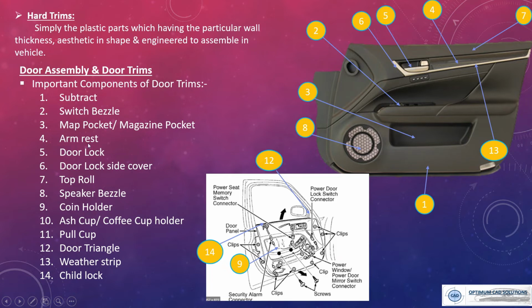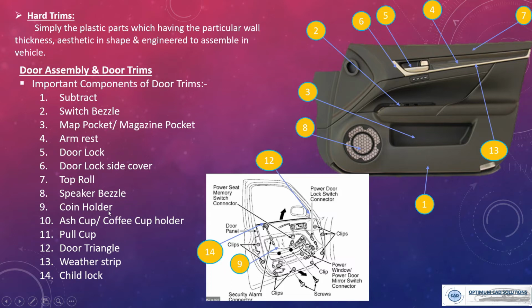So fourth one, that is the armrest. So here is the armrest in a door assembly. As we discussed previously, on the hard trim of an armrest, you can see the layer of a soft trim here. Then door lock side cover, then top roll, speaker bezel. So you can see here the speaker bezel.